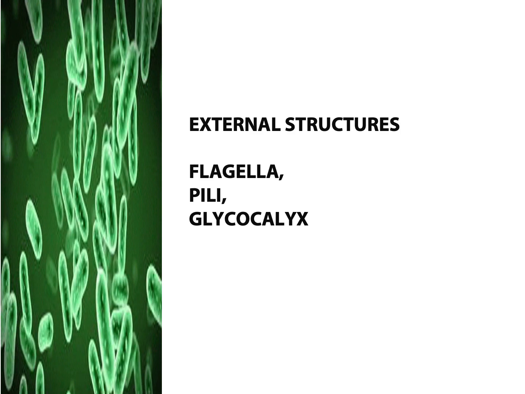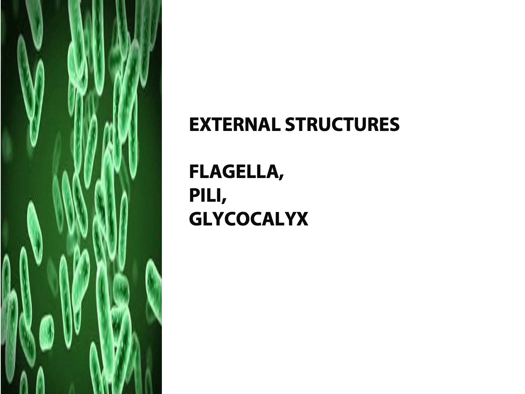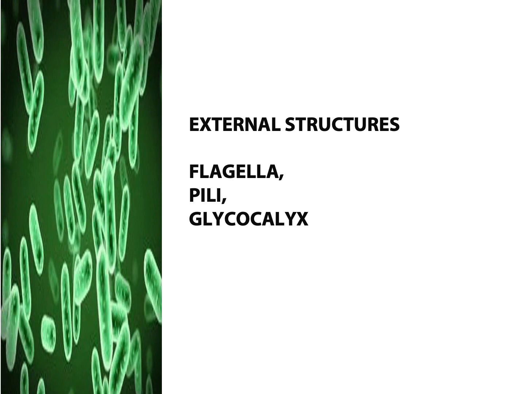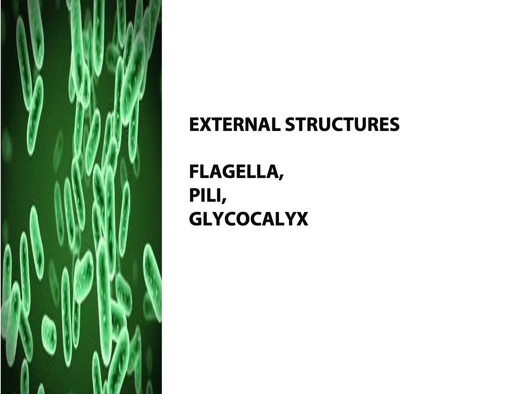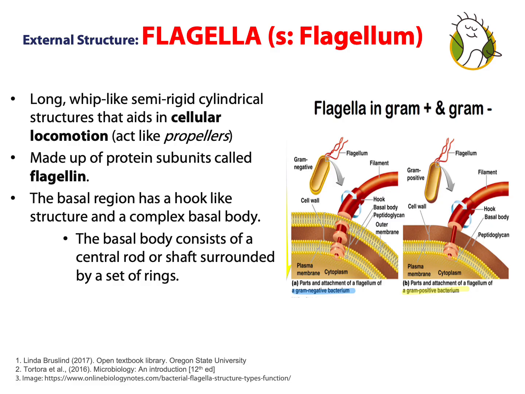So now let's go to external structures: your flagella, pili, and your glycocalyx. To begin with, your flagella. Flagella are hair-like structures that provide a means of locomotion for those bacteria that have them. Not all organisms or bacteria in general contain flagella, because there are some bacteria that do not have flagella. Therefore, they are atrichous, or absent of flagella.